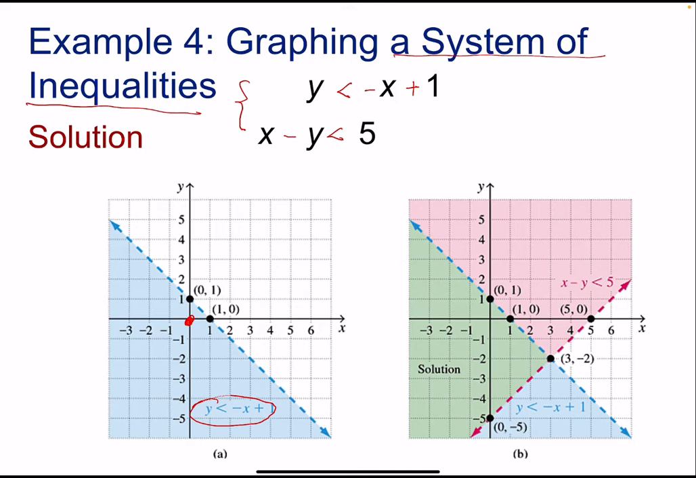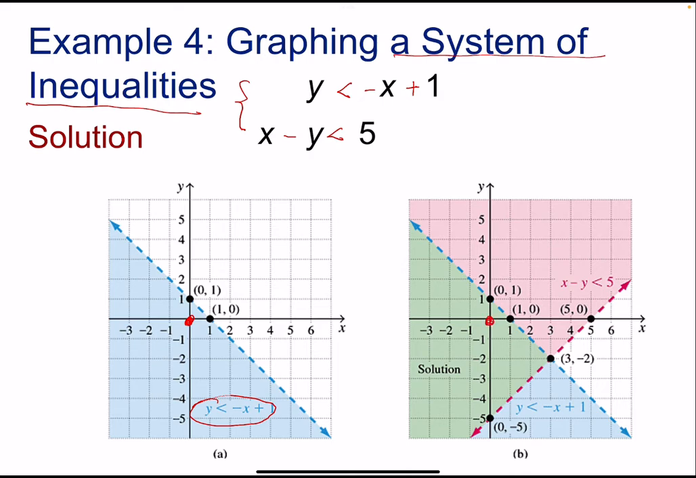Okay. So similarly for the second inequality, x minus y less than 5, we first plot the line x minus y equal to 5, which is this either red or magenta line, right? Again, it should be a dotted line because it's less than 5. And then we pick a test point. We could also pick the origin.